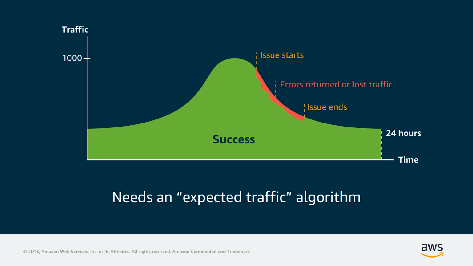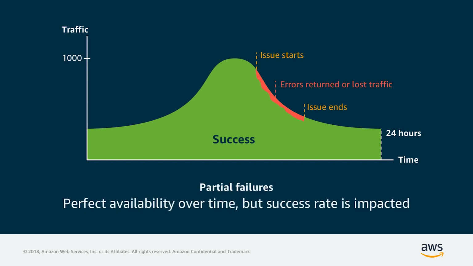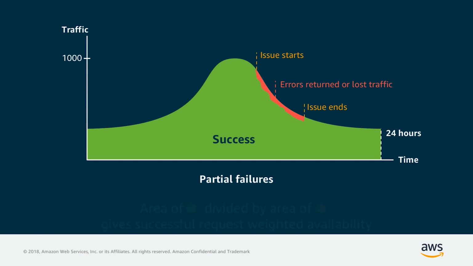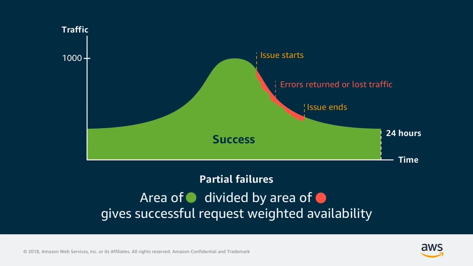This is places where I got errors and I didn't get success. And I can take this success rate. I mean, availability over time was perfect. We never actually had a 100% outage, but we did have failure to serve customers. So we need to take the green area, divide it by the red area, and this gives you a much more sensitive request-weighted availability, which in this case is a few percent failure rate, but you tend to find every day there's a couple of glitches.